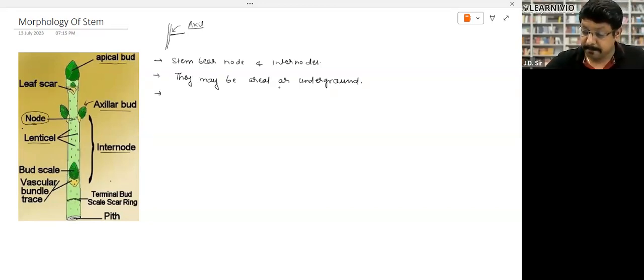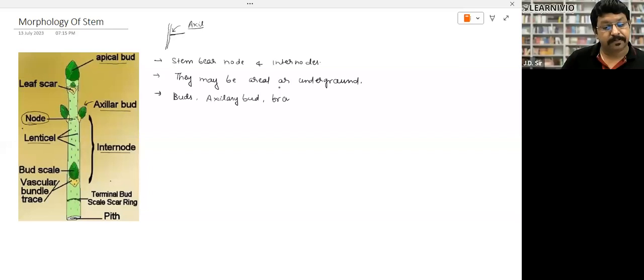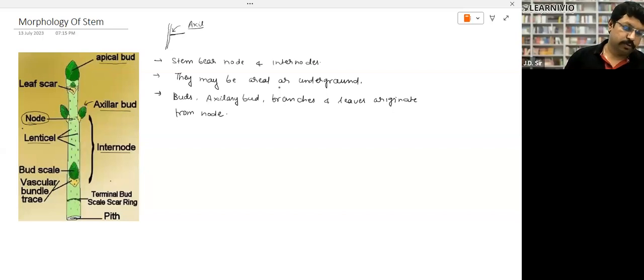Then buds, axillary buds, branches, and leaves originate from the node. So this is also a characteristic.